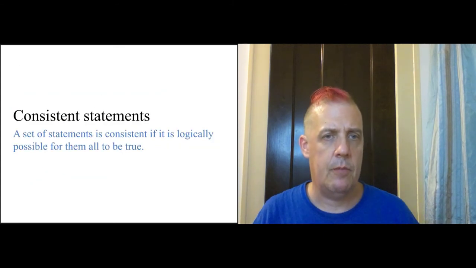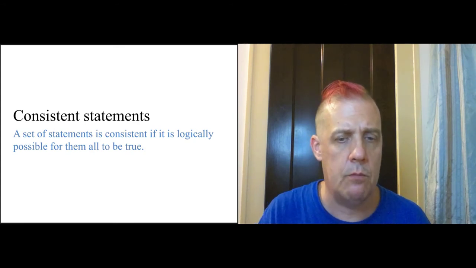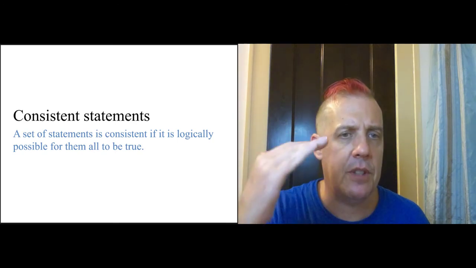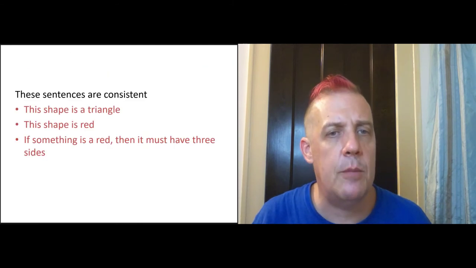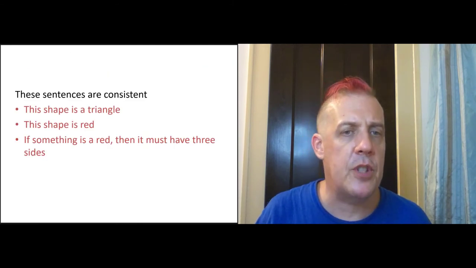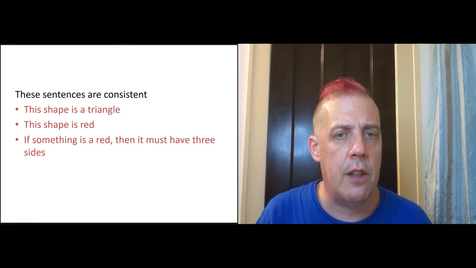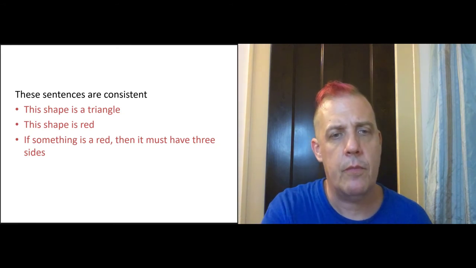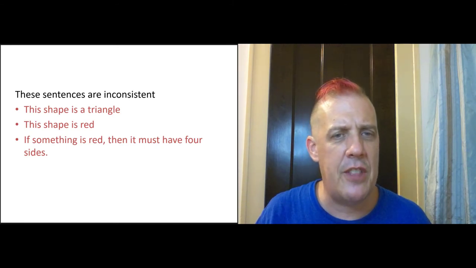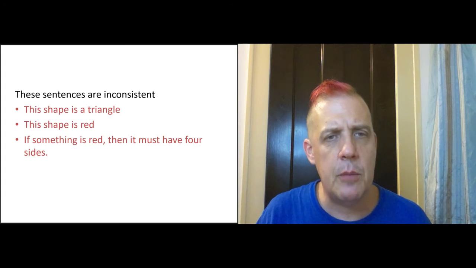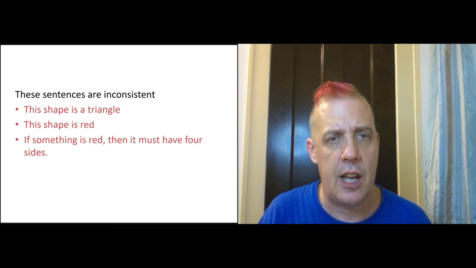Consistent statements. A set of statements is consistent if it is possible for them all to be true. So now we have not just pairs of statements, but 3 or more statements, right? So these statements are consistent. This shape is a triangle. This shape is red. And if something is red, then it must have 3 sides. On the other hand, if I say if something is red, then it must have 4 sides, now the statements are inconsistent. The 3 of them cannot all be true at the same time.